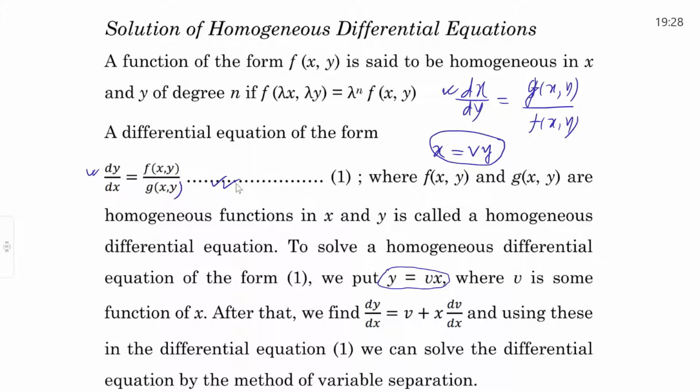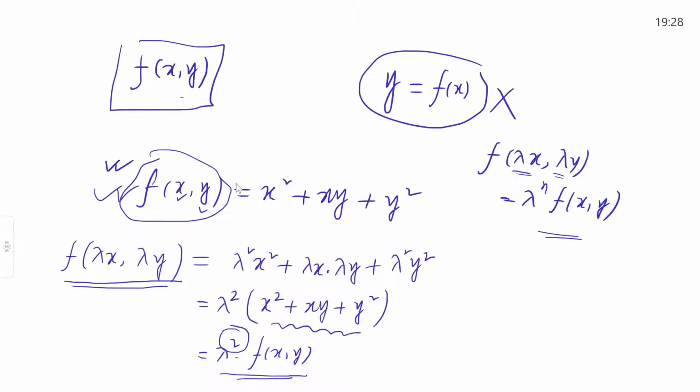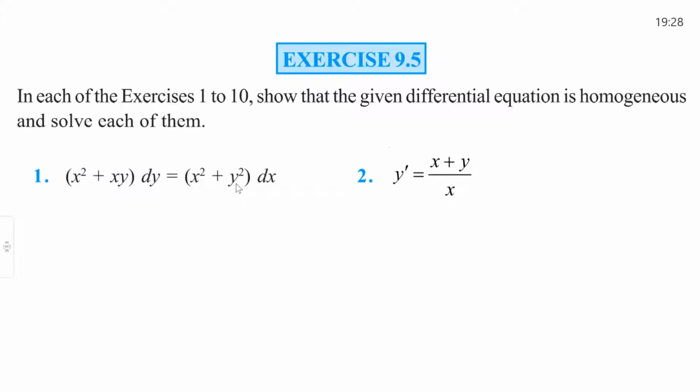Nothing else here. So now we take the exercise part of the NCERT book. Let me go to the exercise. This is our exercise number 9.5. Here the question says that in each of exercises 1 up to 10, the differential equations are homogeneous. We have to prove that first, and after that we have to solve each of them. So let me take the first question.